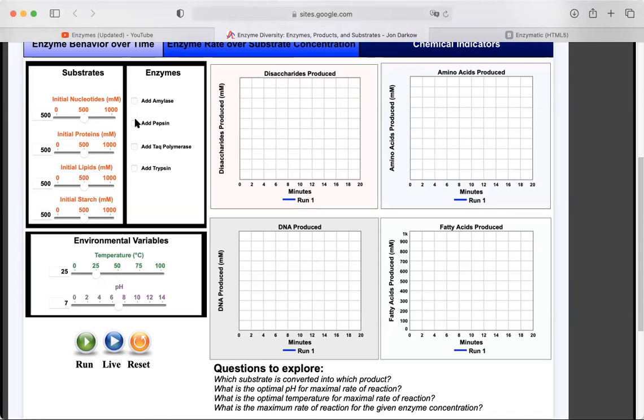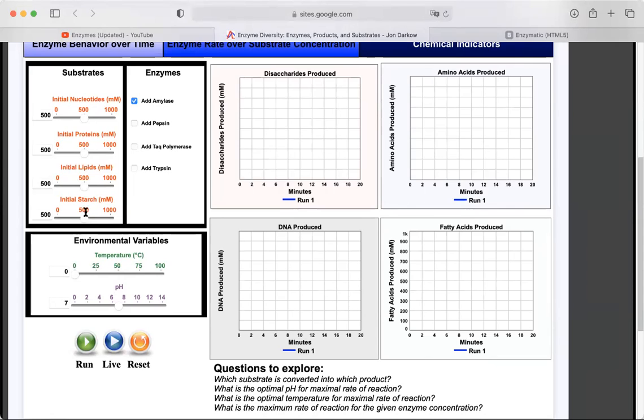And then you'll add the enzyme. So for the first activity, it has you add amylase because we're working with starch. And then you can change the temperature. I think the first one, they have you run trials at 0 degrees, and then a couple trials at different temperatures, and then at different pHs.